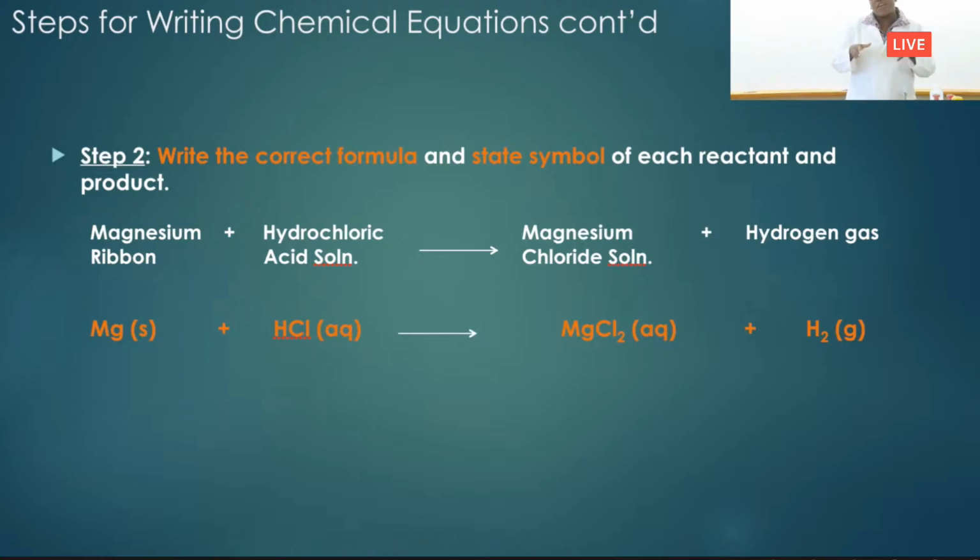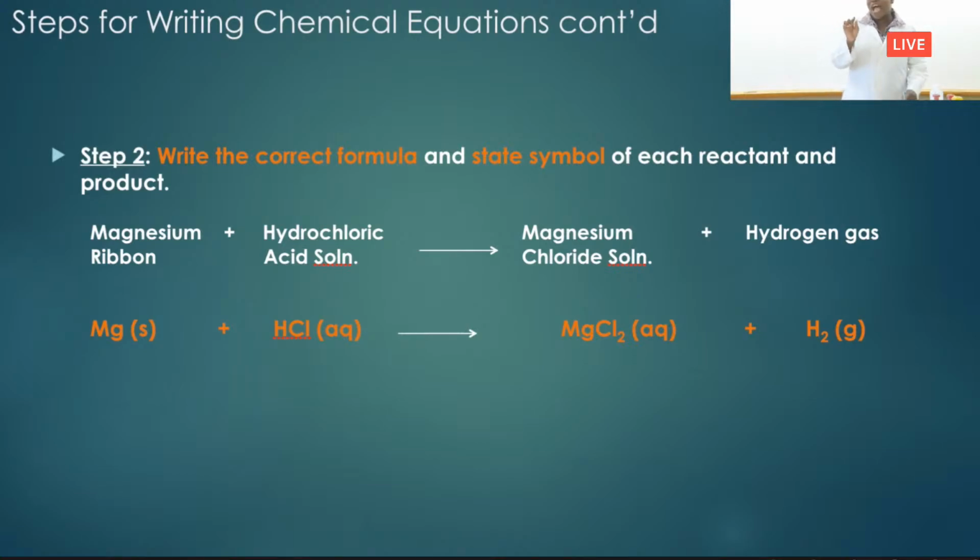Step 2, we are then going to write the correct formula and state symbol of each reactant and product. You're going to write the correct formula. You know, if you struggle with chemical formula writing, then this is where it might get tricky for you. So remember, you must be able to write your ions. You must know your ions so that you can write proper chemical formulae. And if you can't remember how to write chemical formulae, I did a video on that. Just look for it and you would see.